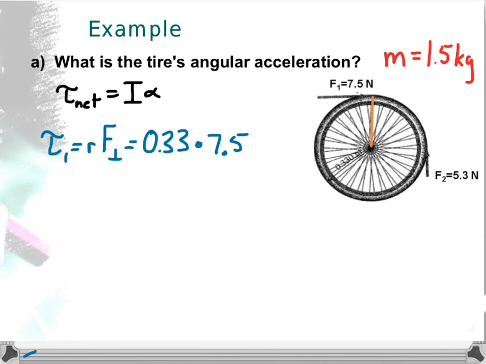And then if I evaluate that, I am going to get 2.48 Newton meters. Now, before I go on, I have to ask myself, okay, what's the sign of this torque? Because remember, counterclockwise torque is positive, clockwise torque is negative. And if I think about which direction this force is pushing the wheel, it wants to push in a clockwise direction.